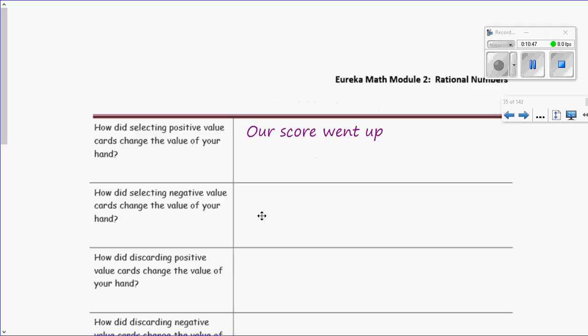What if we selected a negative? So when we selected the -2 and the -12, what happened to our score? Our score went down. So far, so good.